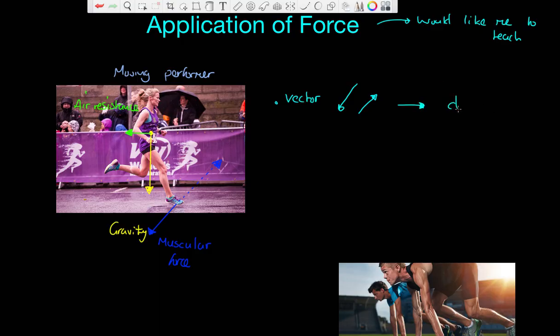So they have a direction, because it's an arrow, it's pointing somewhere, and it has magnitude, it has scale, it has size. So the length of the arrow represents how big the force is. So you see here, the gravity force is bigger than the air resistance force.